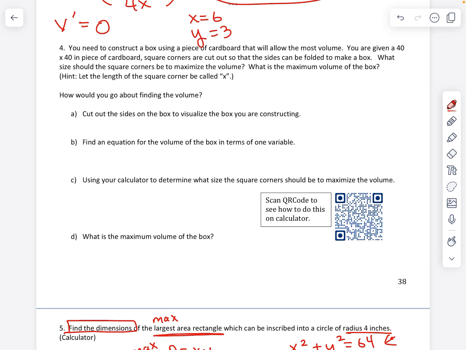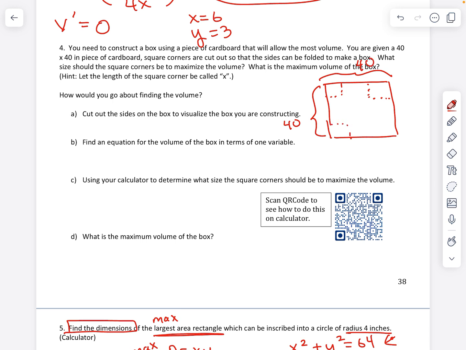Okay, number 4. You're going to construct a box using a piece of cardboard paper that will allow you the most volume. Okay, so let me show you a picture of what you're doing. So you have basically a piece of paper, and what you're going to be doing is cutting out the corners. And it says you have a 40 by 40, so that means it's a square. So you started with 40 by 40. And we're going to cut out the corners though.